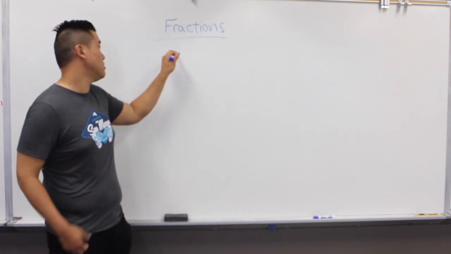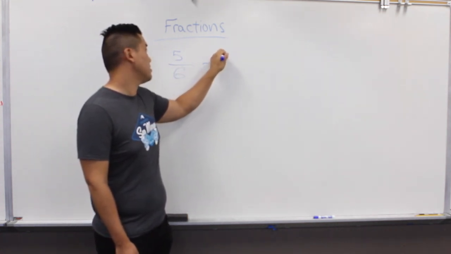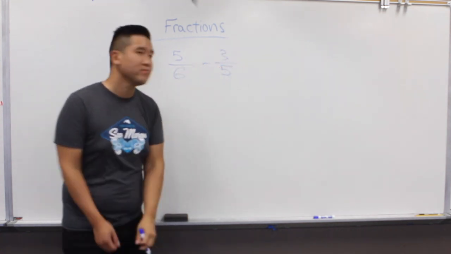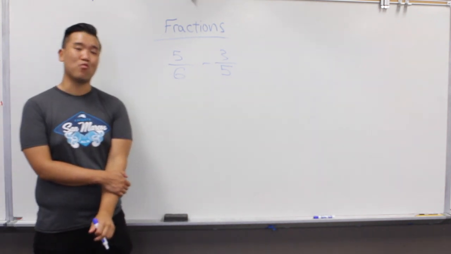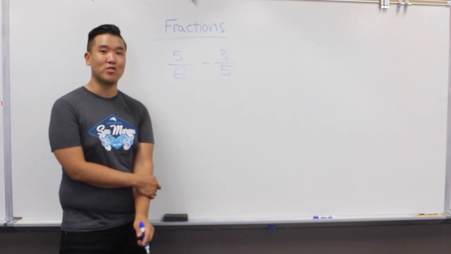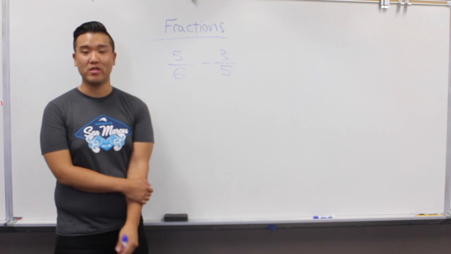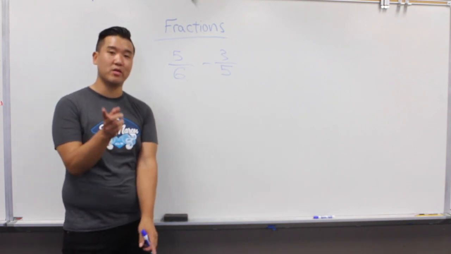Our advanced problem. 5/6 minus 3/5. Get a common denominator. It works the same way. Try your best. It's okay if you get it wrong. Our goal is just to try it and then improve from there. Figure out where mistakes are and then fix those errors. So try your best. Don't give up. Go.